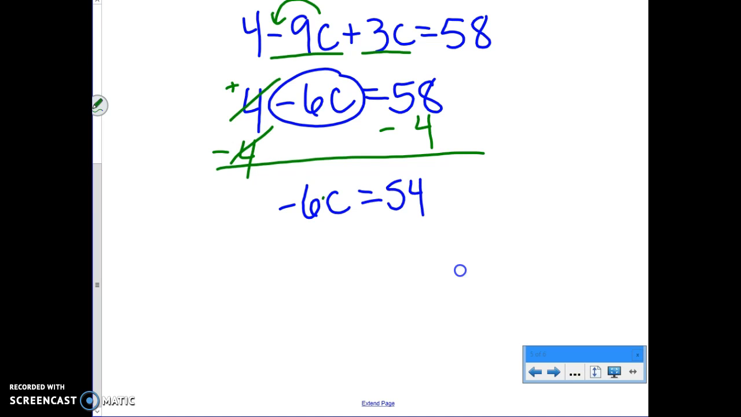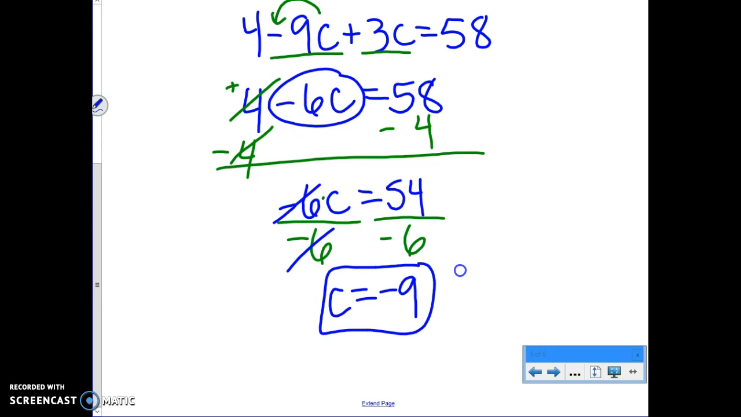Okay? Now I know that this is negative 6 times c, so I divide by everything except for the c, which includes that negative symbol as well. Okay, now my negatives cancel out and make a positive 6, and the 6s cancel out, and I'm left with c equals 54 divided by negative 6 gives me a negative 9. Remember to go back and plug in negative 9 into your original equation just to double check and make sure that that is correct.